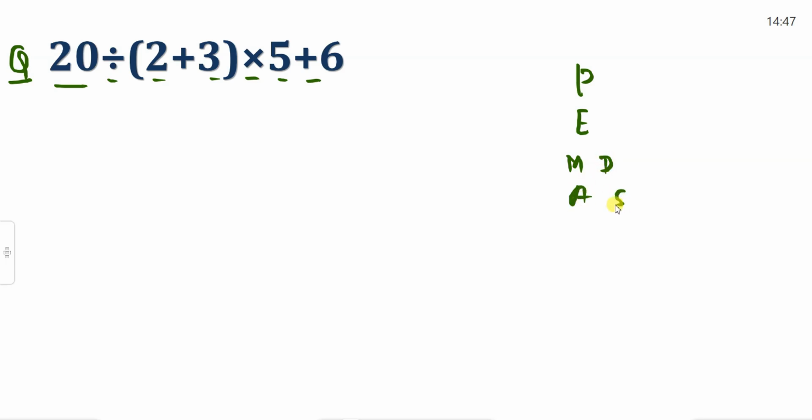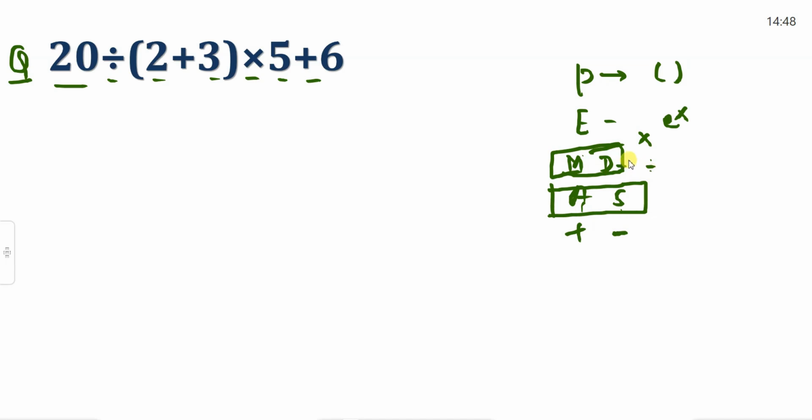PEMDAS stands for P for parentheses, E for exponents, M for multiplication, D for division, A for addition, and S for subtraction. Here, we see that multiplication and division have the same priority. So if multiplication and division appear, we will check from left to right. Whichever comes first from left to right, we will give it the first priority. The second one will get the second priority.